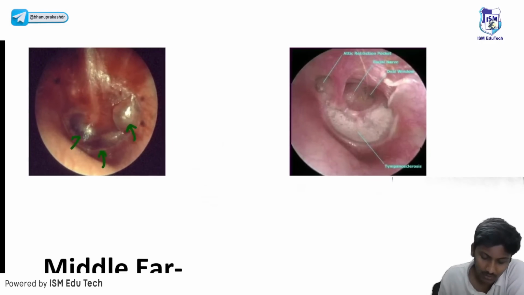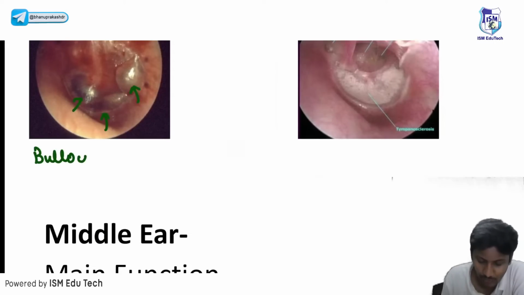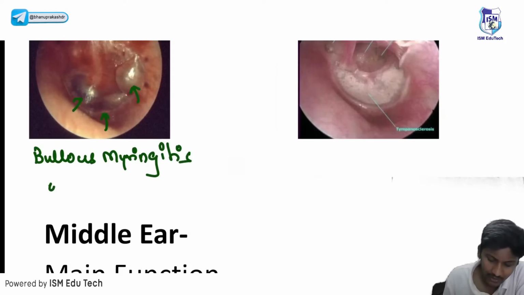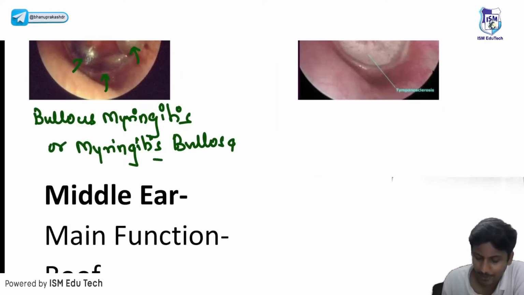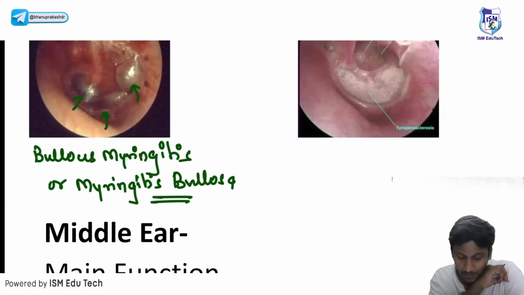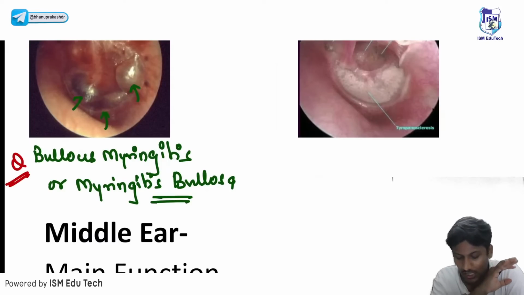Please remember, this condition is what is called bullous myringitis. It is due to an infection only. It is known as bullous myringitis, or we can call it myringitis bullosa. It is one and the same thing. It is seen as a complication of infection. After the infection, when the patient forms blebs or balloons over the tympanic membrane, this is a spot diagnosis. At least identify the condition, that is bullous myringitis or myringitis bullosa. Myringitis is infection of the tympanic membrane that causes this bulla or bleb formation.